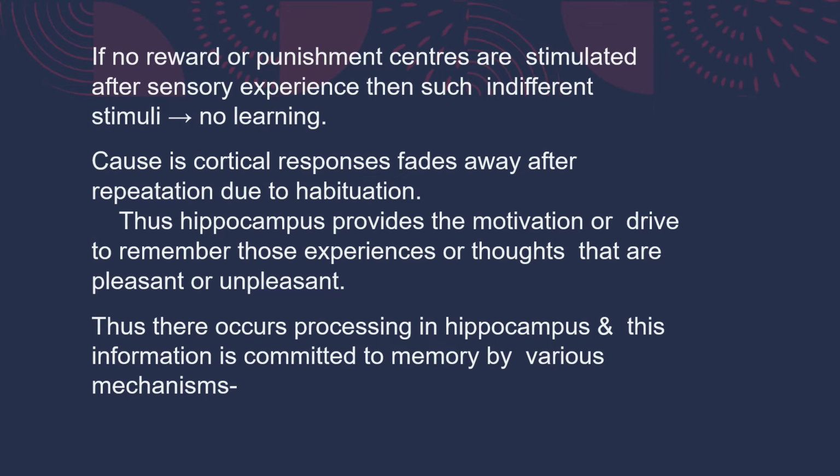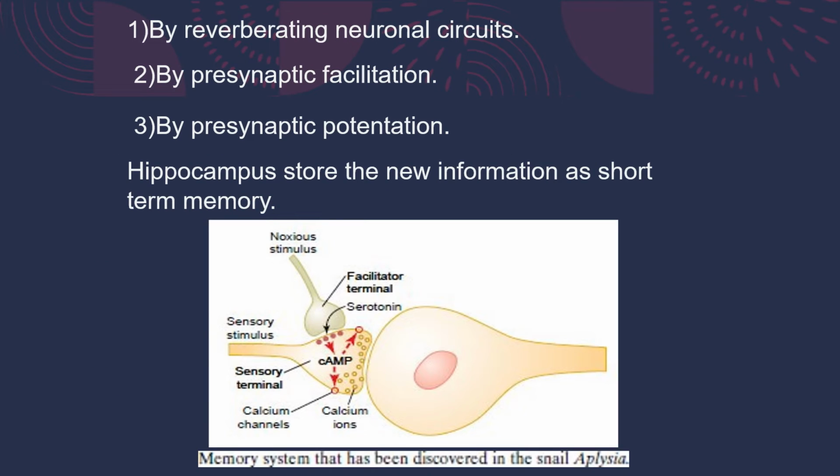So thus there occurs processing in the hippocampus, and this information is committed to memory by various mechanisms like reverberating neuronal circuits, presynaptic facilitation, and presynaptic potentiation. These are the mechanisms by which the hippocampus stores new information as short-term memory. Okay, so you can see here in the picture, this is presynaptic facilitation, one mechanism of storing the memory, and then reverberating neuronal circuits, and also presynaptic potentiation.